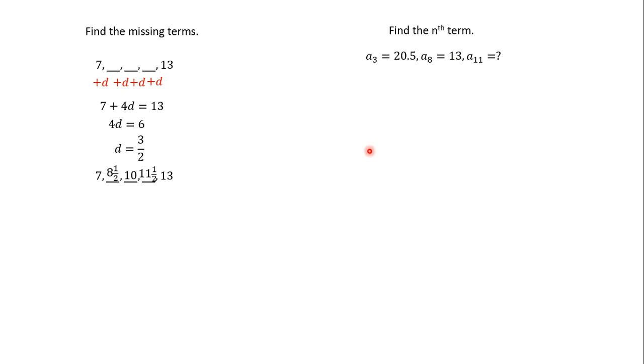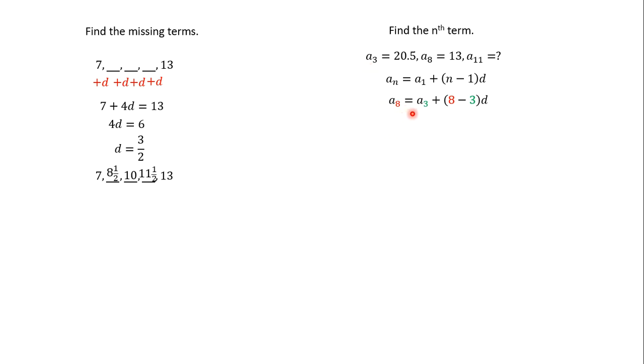Another method is we could take that general equation that we saw in the previous slide, and these n's and 1's don't have to be there. We could make them any number we want as long as we change everything. So I'm going to change the n's to 8's because we have an 8th term. I'm going to change the 1's, both of them, to 3's because we know a 3rd term.